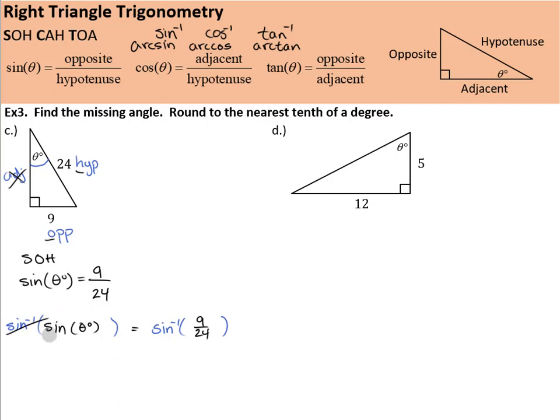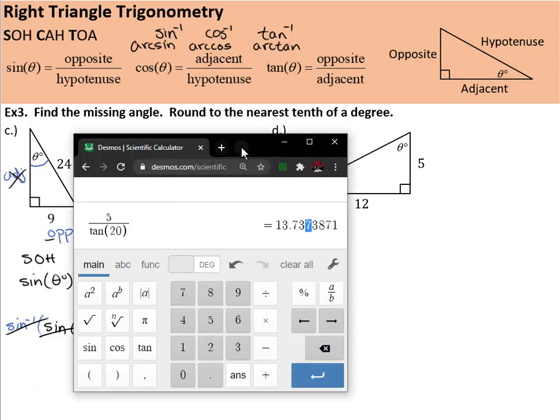So here, the inverse sine and sine cancel each other out. And we're just left with theta degrees is equal to the inverse sine of the fraction 9/24. So when we're using inverse sine in the calculator, we're giving it a ratio and we want the angle. So again, we'll go to, say, Desmos.